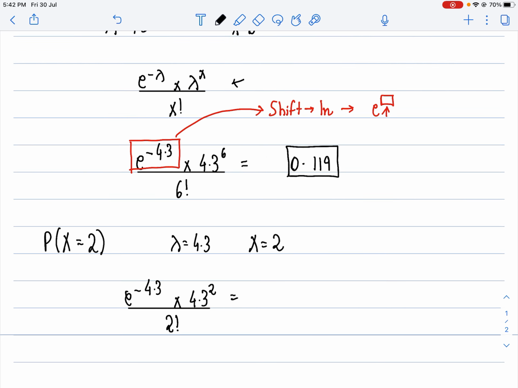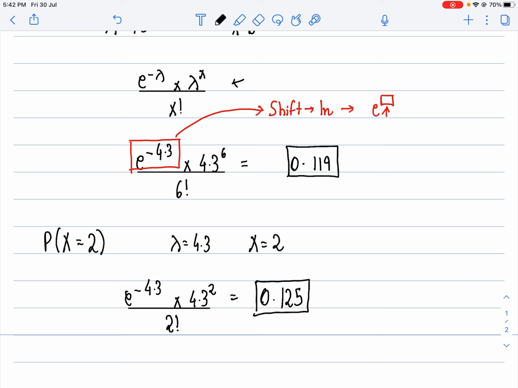Now I can simply calculate this on the calculator. I do e raised to minus 4.3, multiplied by 4.3 raised to 2 over 2 factorial, which basically gives me 0.125. This is what I have.